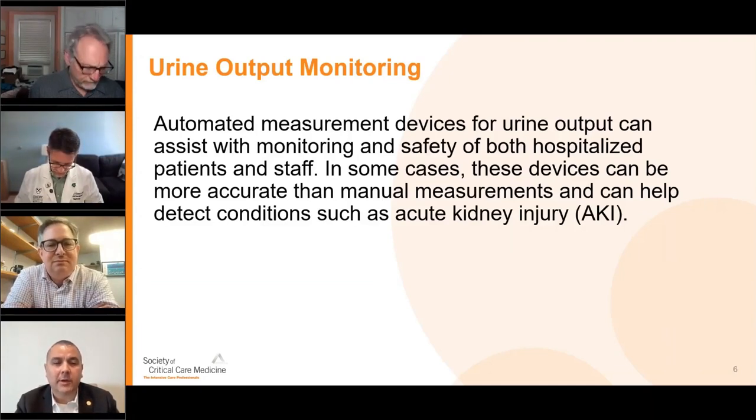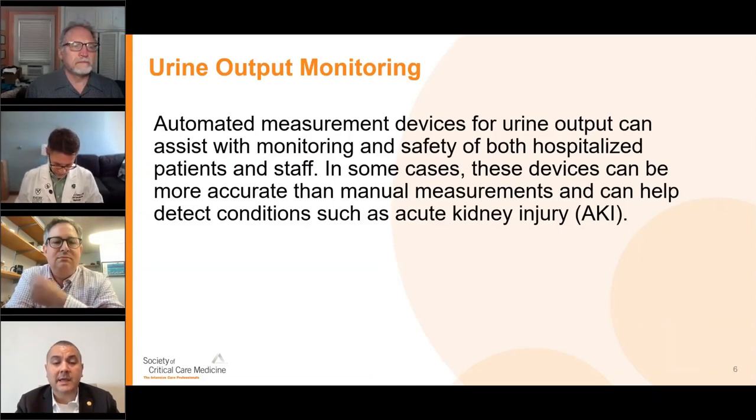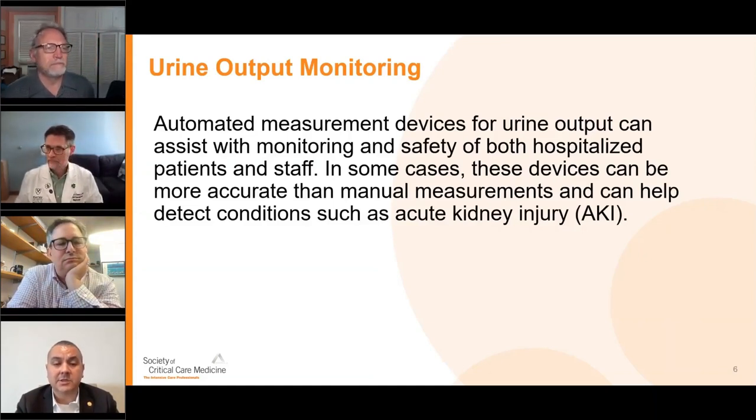Let's talk just a little bit about the technology that's available and then we'll progress through each of the different panelists. So we have these automated measurement devices for urine output and they're largely used in our hospitalized patients. They are in some cases more accurate than the actual manual measurements that we're doing for our urinary output at the bedside. And in some cases, they can even detect conditions such as acute kidney injury. And I'll talk about the different types that are available to us currently.